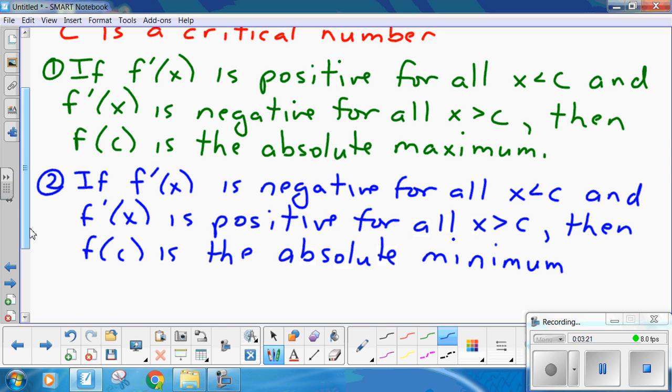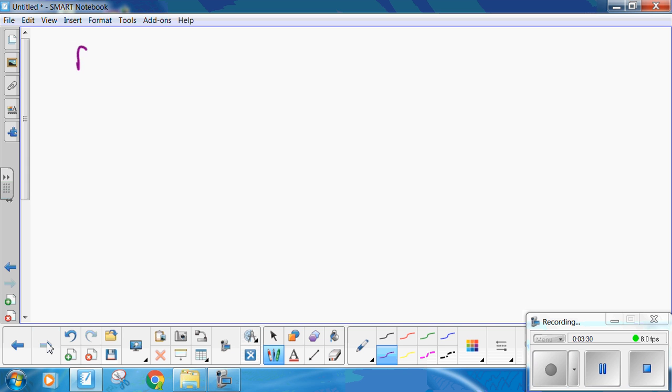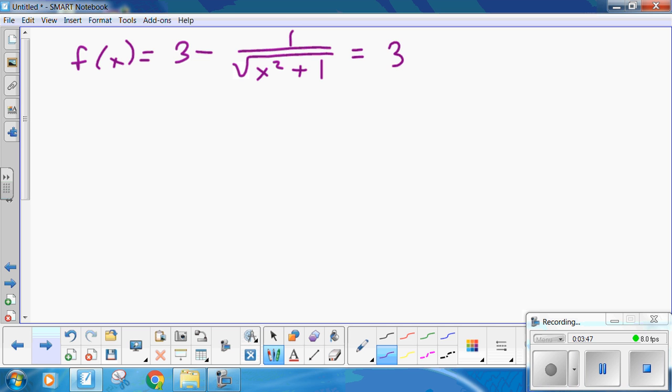Okay, so once you got that, let's find absolute maximum and minimum values for f of x equals 3 minus 1 over the square root of x squared plus 1. Note here, if you want to, you could really write this as minus (x squared plus 1) to the minus 1/2. If you want to write it that way, I'm okay. Doesn't really matter.